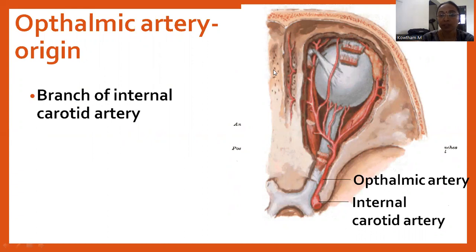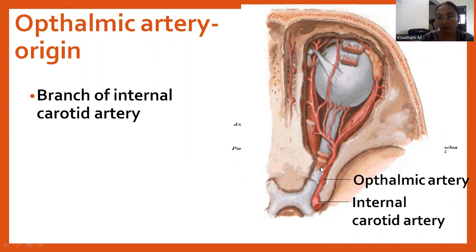So in this picture, now you can see the dissection of the orbit. This is the eyeball, and you can see the optic nerve here. So this is the ophthalmic artery, and you can see the medial wall of the orbit, and this is the lateral wall of the orbit. And this is the lacrimal gland. You can see the removal of the levator palpebrae superioris and superior rectus muscle here. This is the lateral rectus muscle. Here, this is the superior oblique muscle and medial rectus muscle.